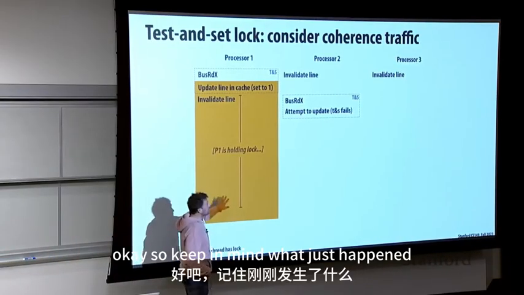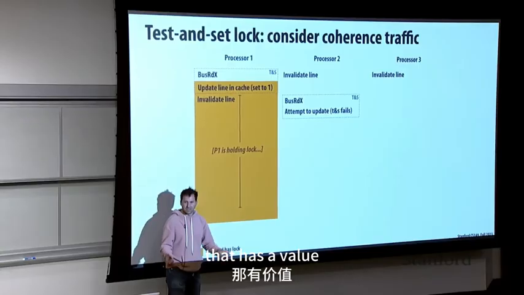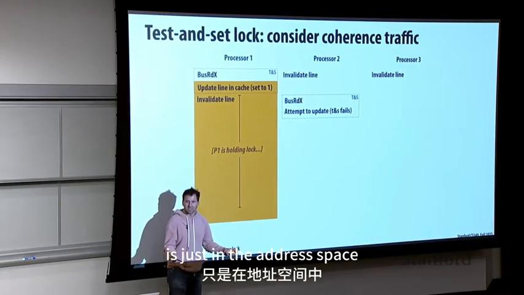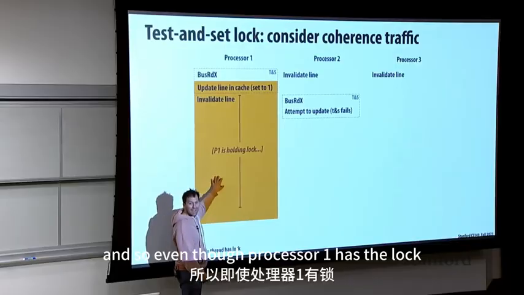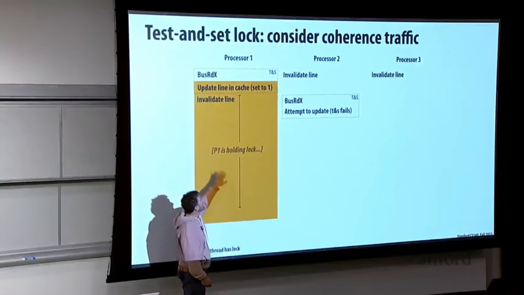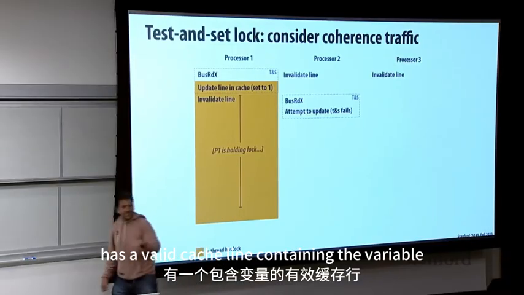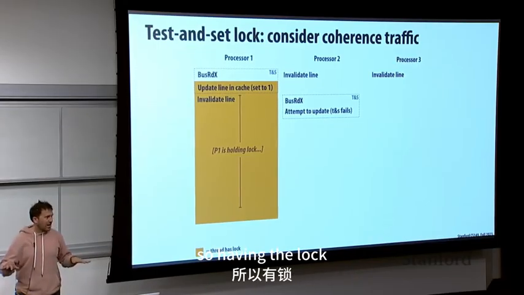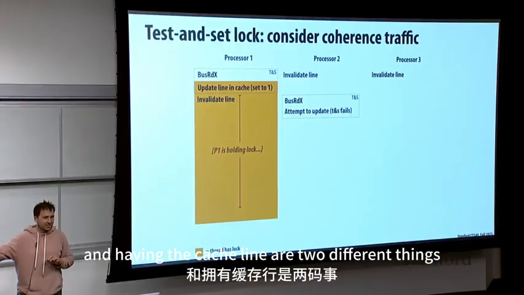Okay, so keep in mind what just happened. A lock is just a variable that has a value. That variable is just in the address space. It's cached. And so even though processor 1 has the lock, processor 2 has a valid cache line containing the variable that the lock is. So having the lock and having the cache line are two different things.